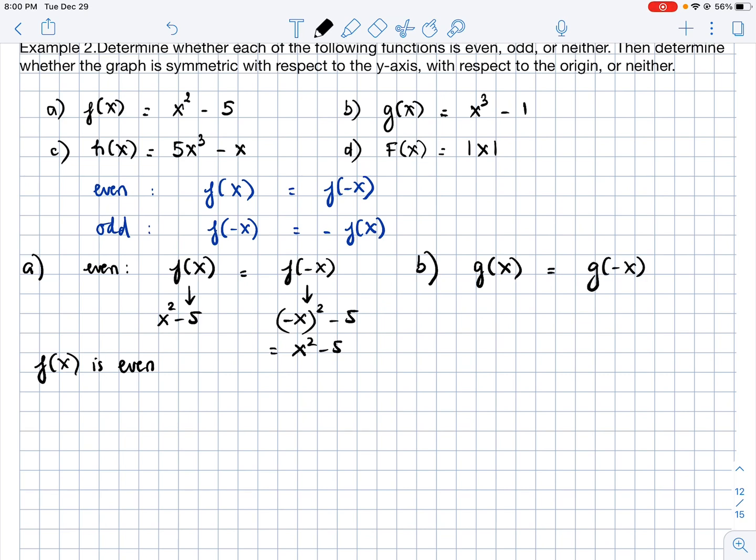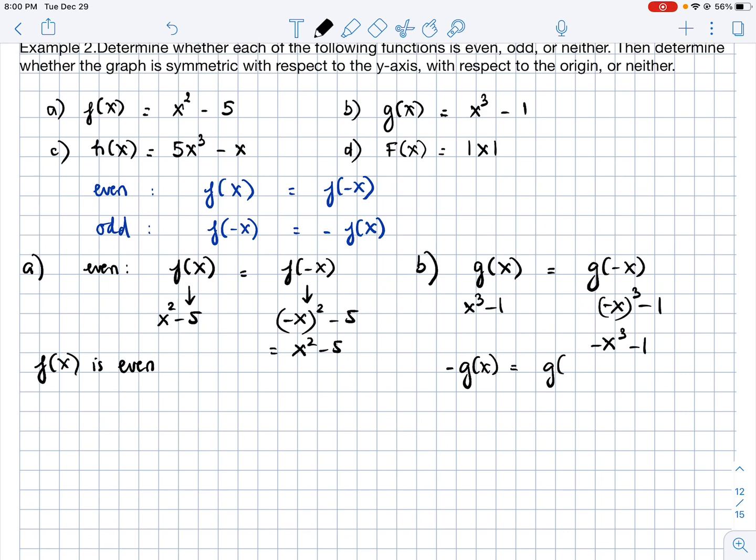In part B, let's check the function g of x even first. If the function g of x is even, we should have g of x equal to g of negative x. G of x is x cubed minus 1. And g of negative x is negative x cubed minus 1. What did I do? I plug in negative x into the x location, and then I simplify the right hand side a little bit. So I got negative x cubed minus 1. You see that they are not the same. So g of x is not even.